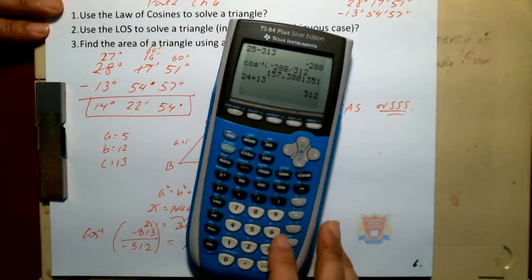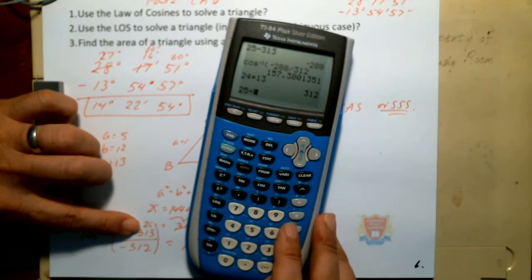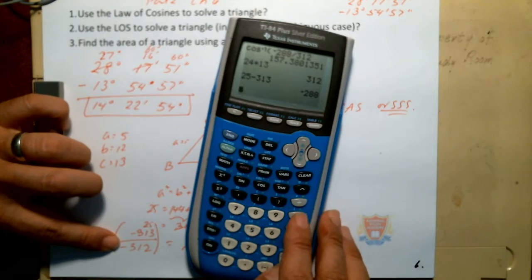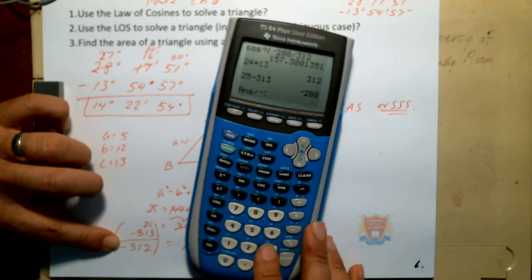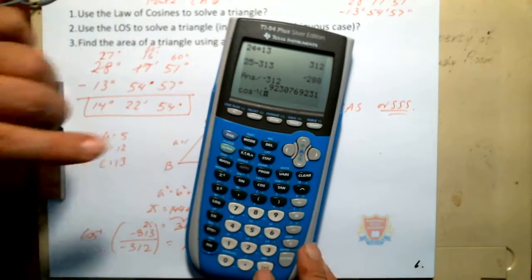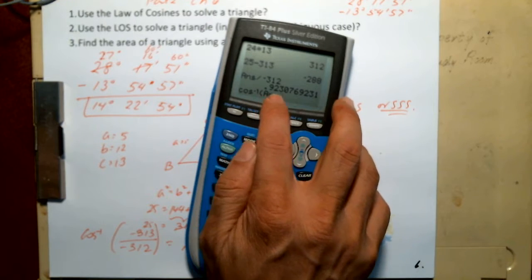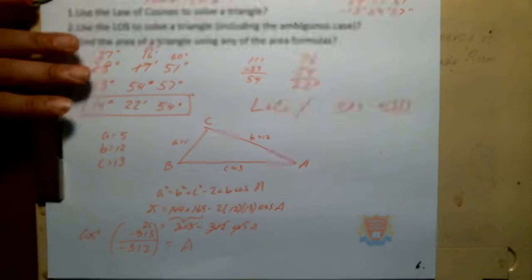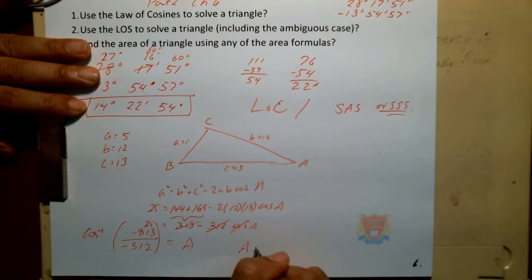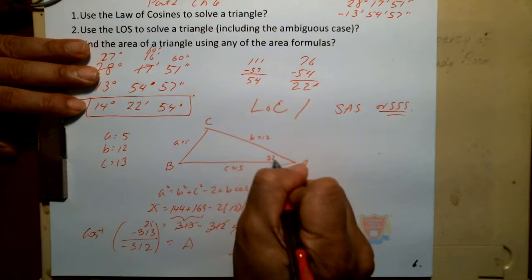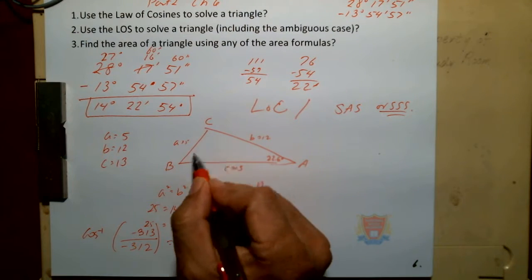So it's going to be, I got here 25 minus 313 equals, and then divided by negative 312. And then I take the cosine inverse of the answer. I use the answer key right here. It helps me. I don't have to type it in again. I end up with 22.6 degrees. Approximately 22.6 degrees.